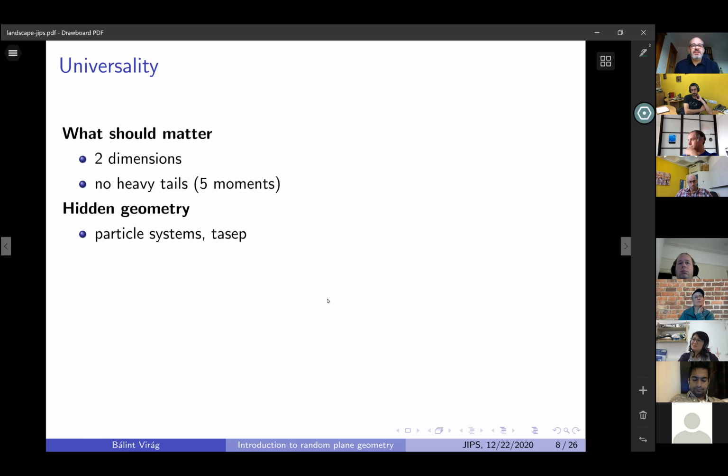And the other thing is that, just like in ordinary plane geometry, there are many things which you can understand geometrically, even though they're not explicitly geometric. So I call this hidden geometry, and there is a lot of hidden geometry in probability as well, including in particle systems. TASEP, I may talk about that. There is surface growth, in one-dimensional surfaces that grow, or interface growth.